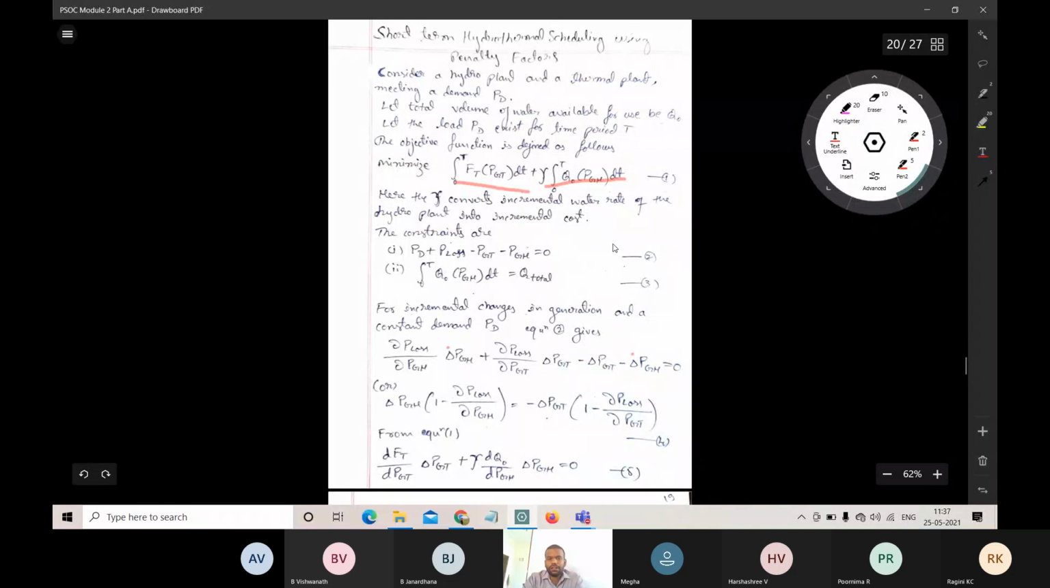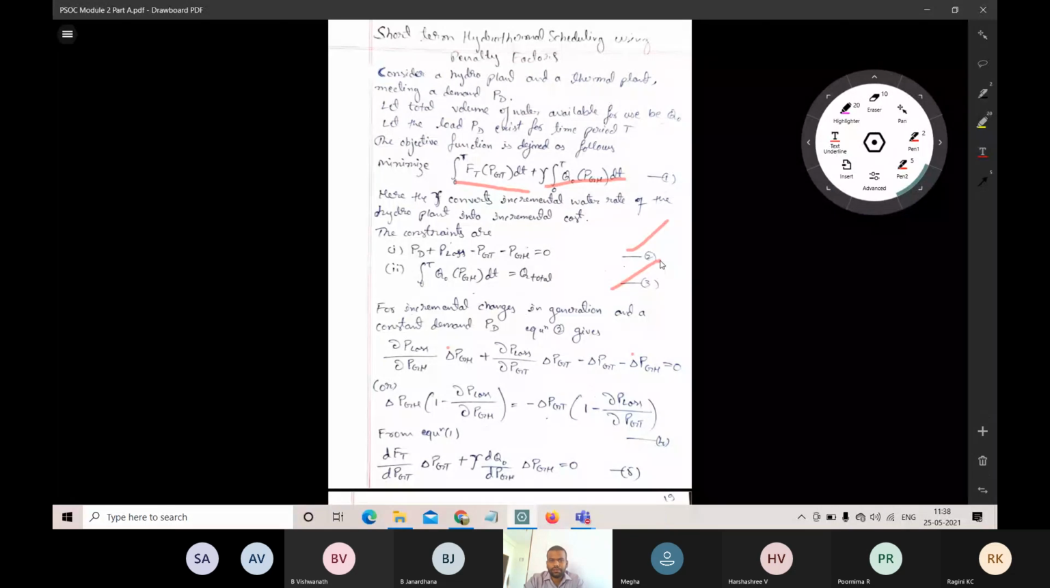The two constraints are the power balance equation, that is demand plus losses equals generation, and the total amount of water available equals the total amount of water discharged at regular intervals at the time of generation of power using hydro. We need to satisfy these two constraints, along with the incremental changes in generation at a constant demand. The constant demand is PD, the total power demand. That will be given by the equation.